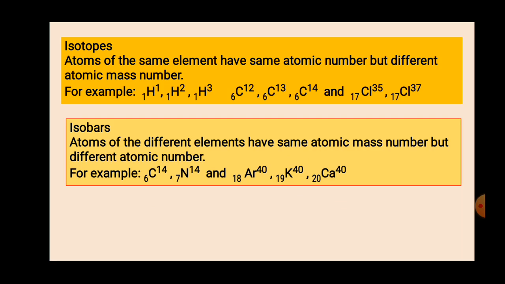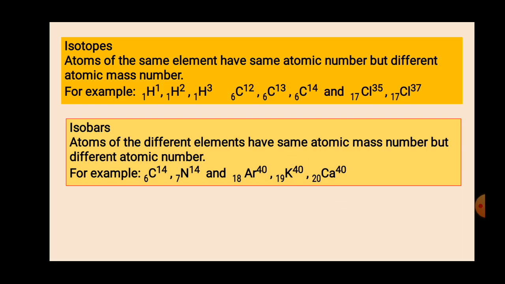Hydrogen. Now, what is the atomic number of hydrogen? It is 1. Mass is also 1. Then a few more isotopes of hydrogen were discovered, that is hydrogen 2, hydrogen 3. Below it is written as 1, that is the atomic number, and above it is written as 1, 2, 3, that is the atomic mass number. So here atoms of the same element have a different mass number, different mass.